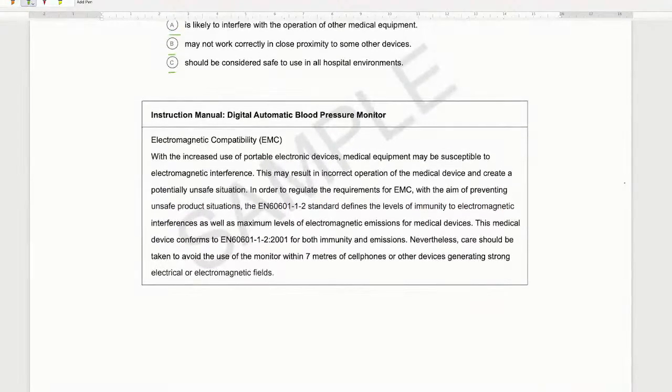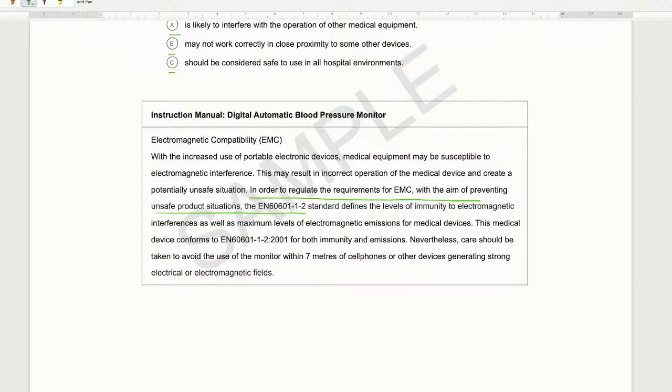You can see this is not a long one. They can be a bit longer than this. They can sometimes have bullet points and things like that and different titles within the document. But this is pretty typical. And if you look at the language, in order to regulate the requirements for EMC, let me just underline that here, in order to regulate the requirements for EMC with the aim of preventing unsafe product situations, the EN60, you can see what I'm getting at here.